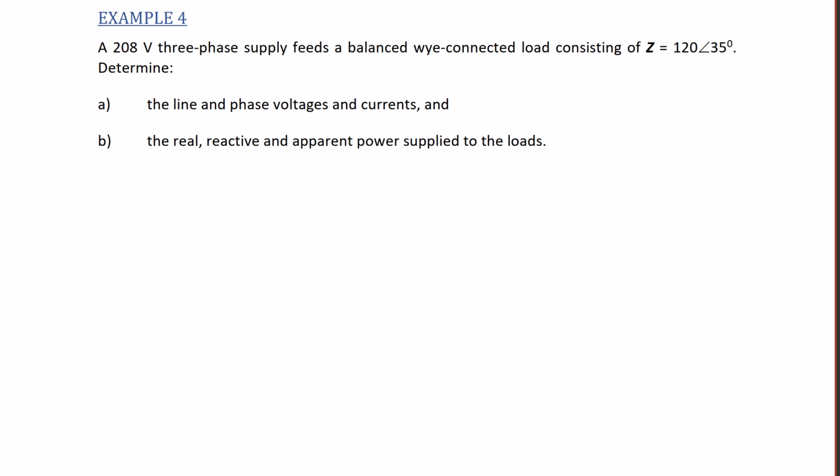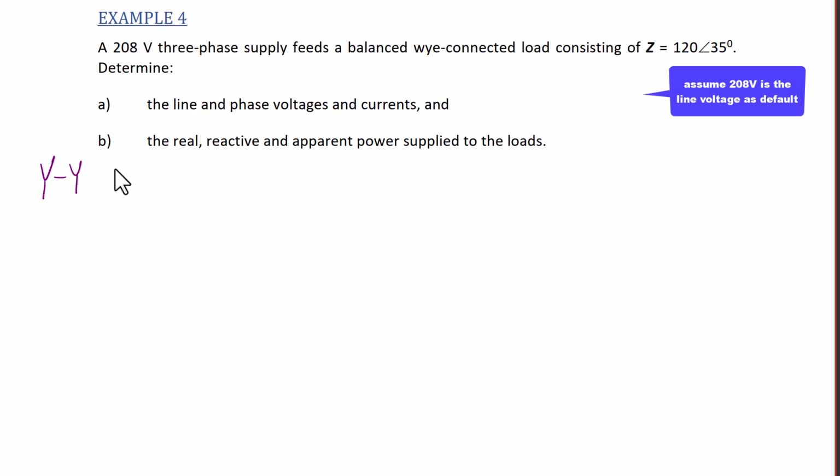Example 4: a 208 volt three-phase supply feeds a balanced Y connected load consisting of Z equal to 120 with an angle of 35 degrees. Determine A, the line and phase voltages and currents, and B, the real, reactive, and apparent power supplied to the load. So therefore, this is going to be a Wye-Wye system.